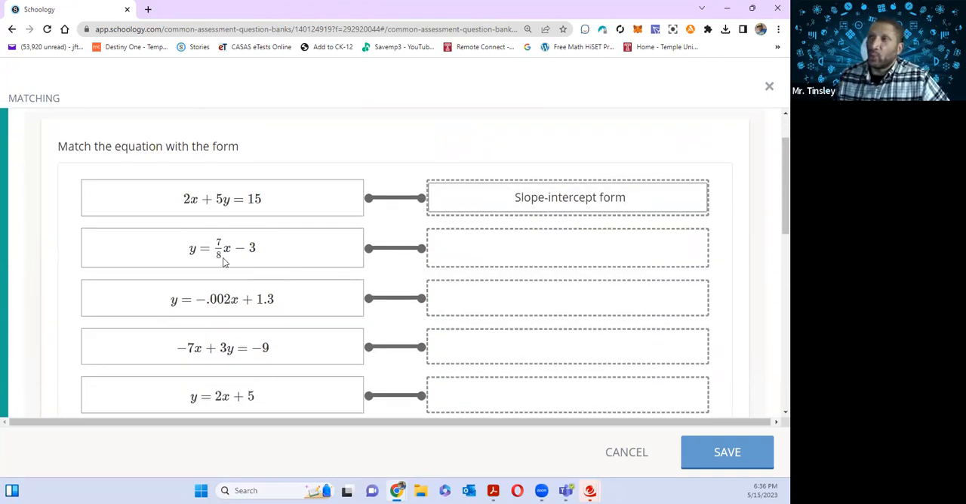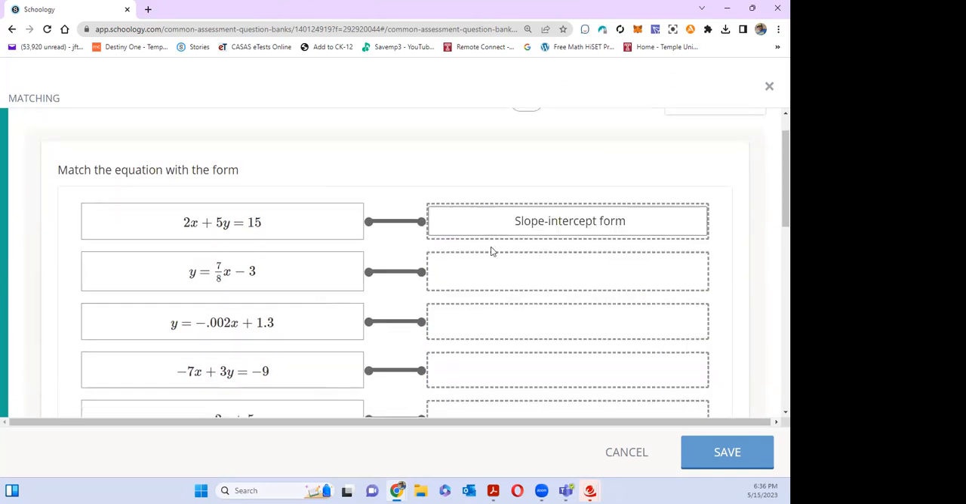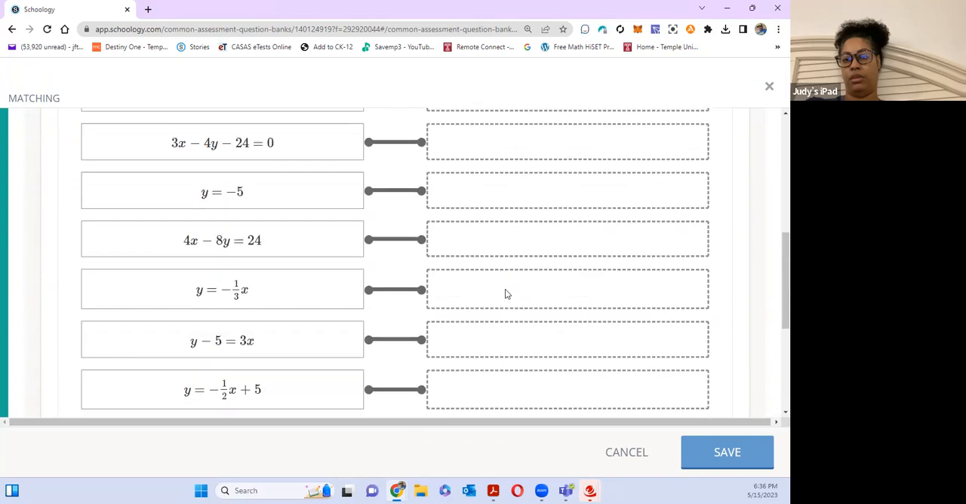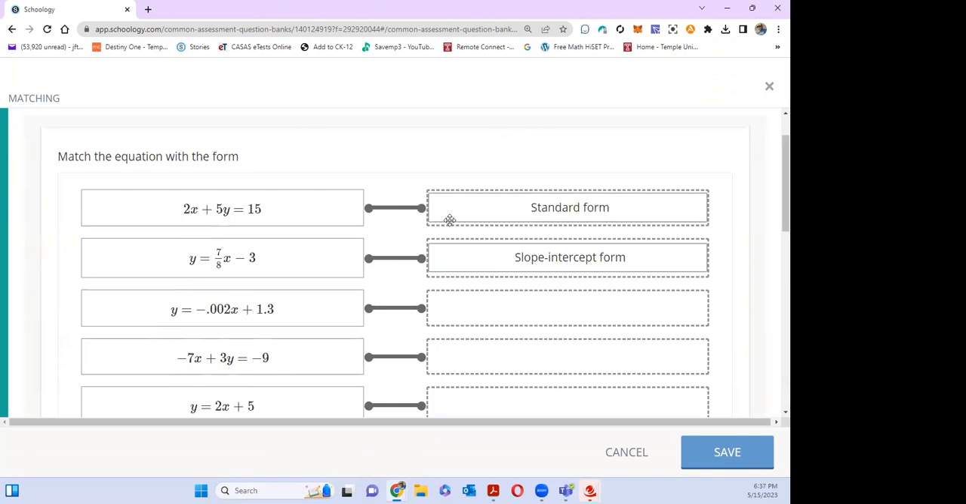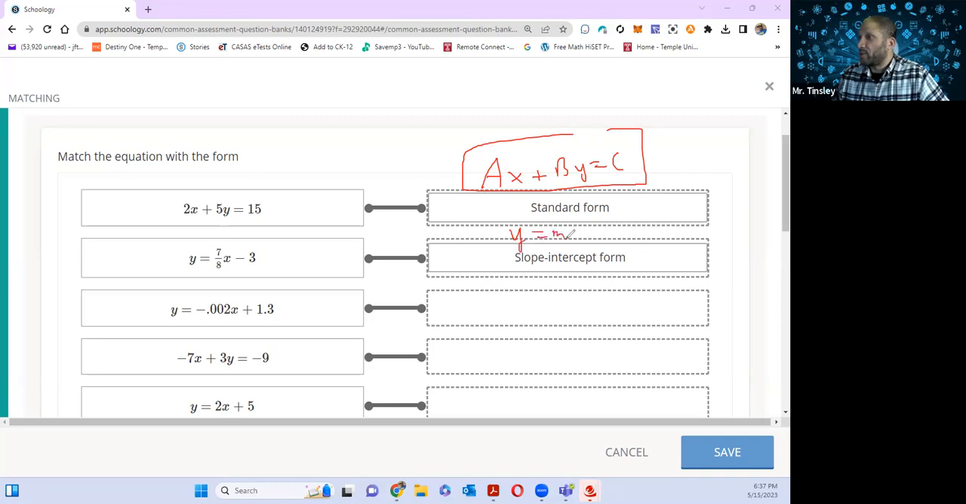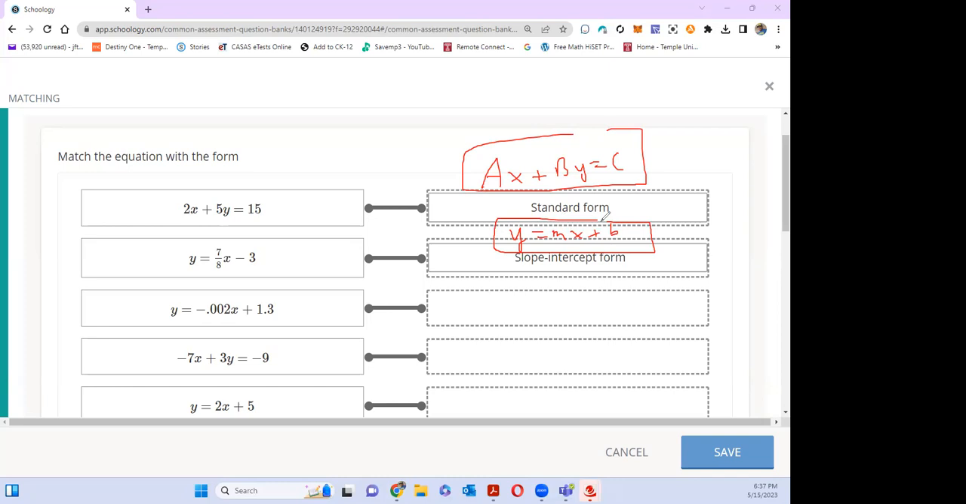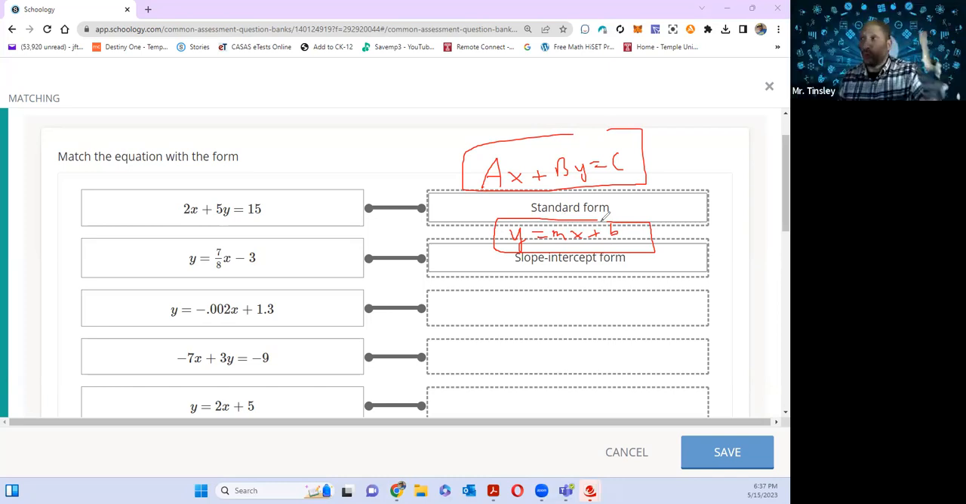Y equals 7/8 x minus 3. You said standard, didn't you? The first one is standard. The next one is slope-intercept form. See, everybody makes mistakes. Remember, standard form is ax plus by equals c. Slope-intercept form is y equals mx plus b. Every time that you see a linear equation problem, you should be saying these things out loud. So when you see standard form, you know it's standard form. When you see slope-intercept form, you know it's slope-intercept form.